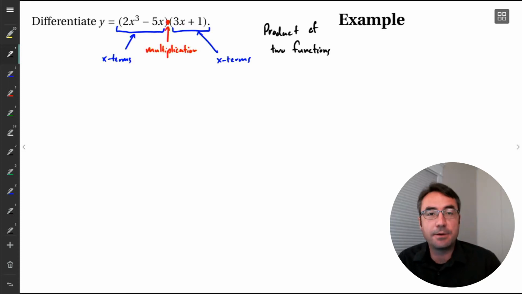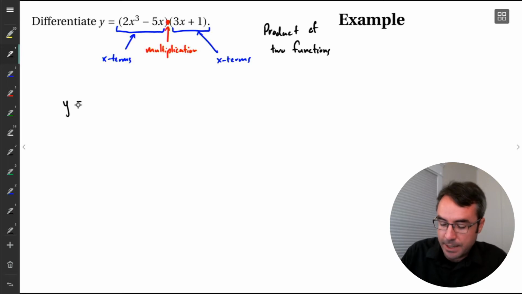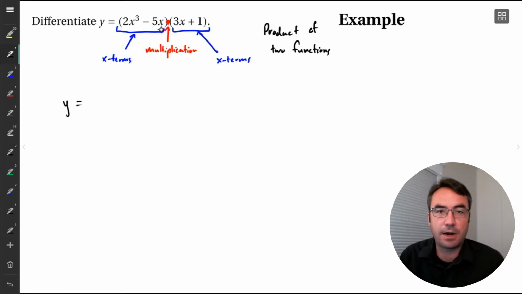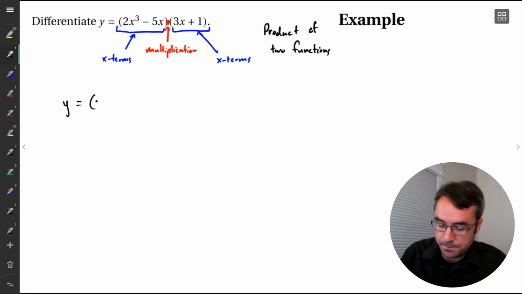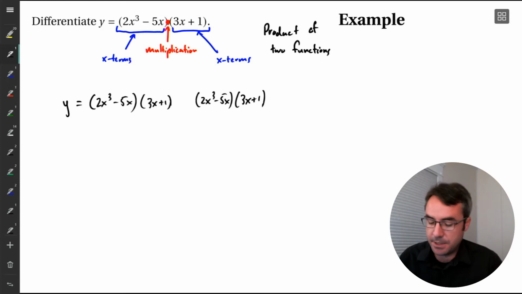So how do we actually implement the product rule? Let's start by writing down two copies of our function. We'll do 2x cubed minus 5x times 3x plus 1. So there's our first copy. And then just write down a second copy: 2x cubed minus 5x times 3x plus 1. And then in between those two copies, we'll put a plus sign.